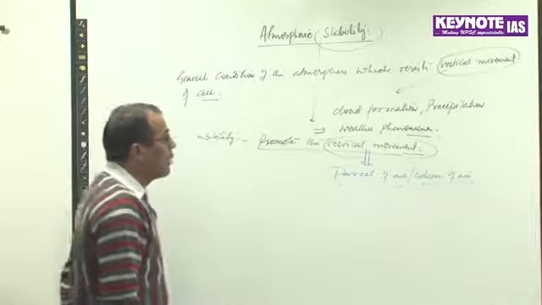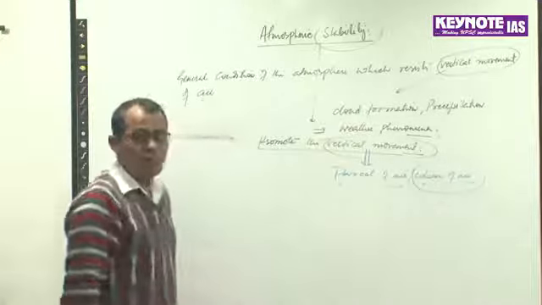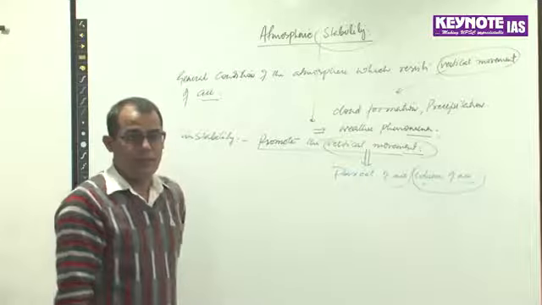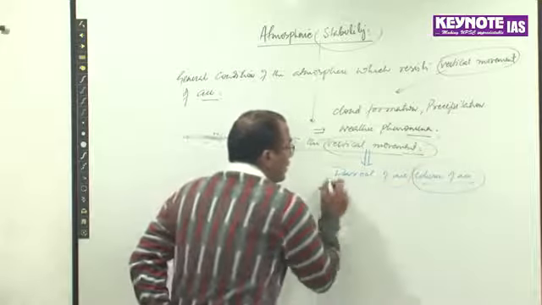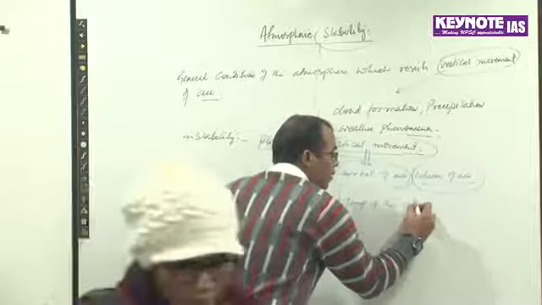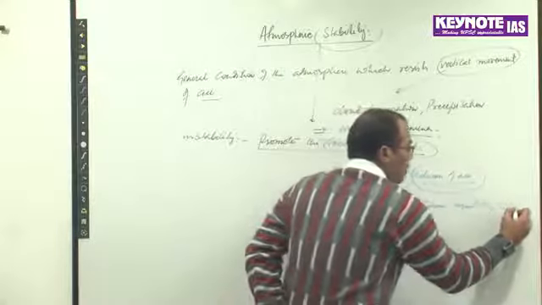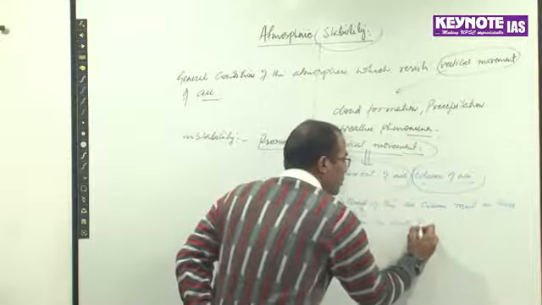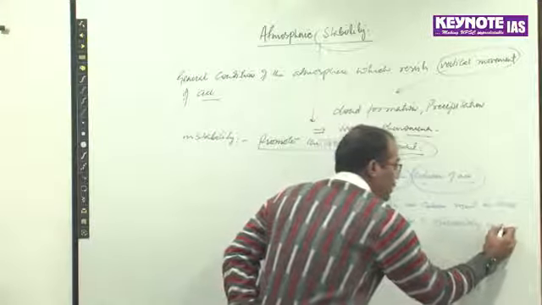Right? Any column of air will keep on moving higher up if it is lighter than the surrounding area. Hopefully we understand that. That means the temperature of this parcel of air, temperature of this air column, must be higher than the temperature of the surrounding atmosphere. Any doubt?